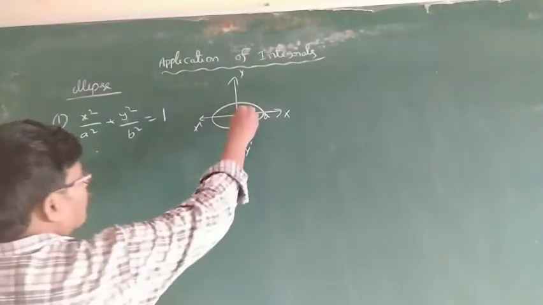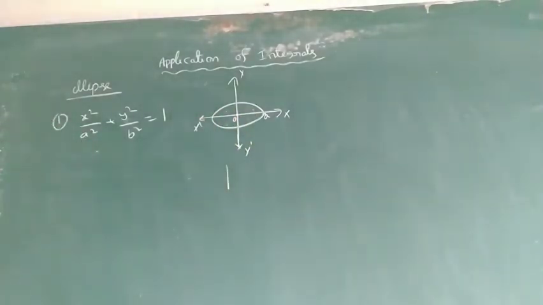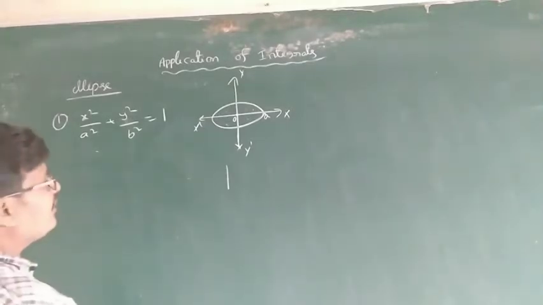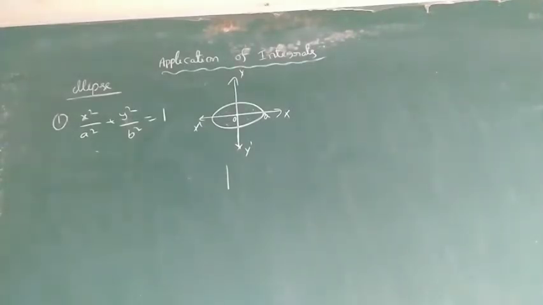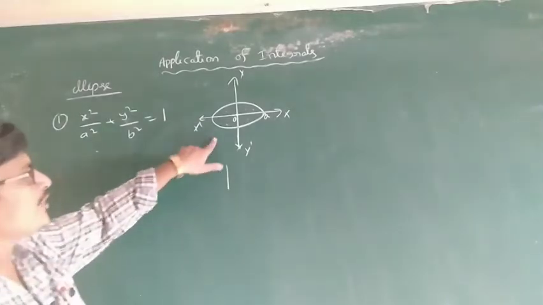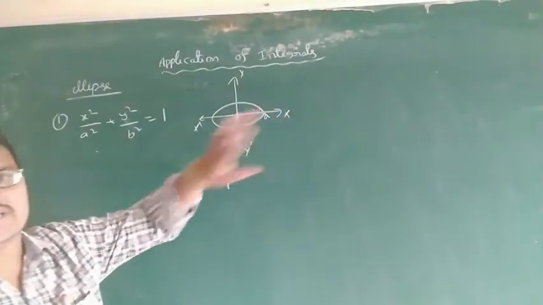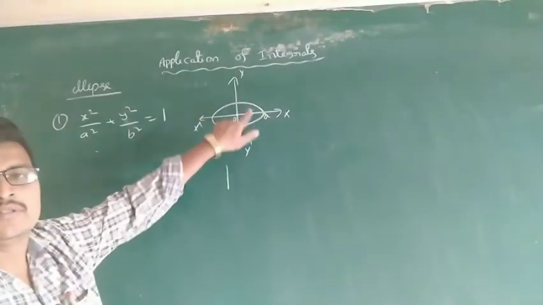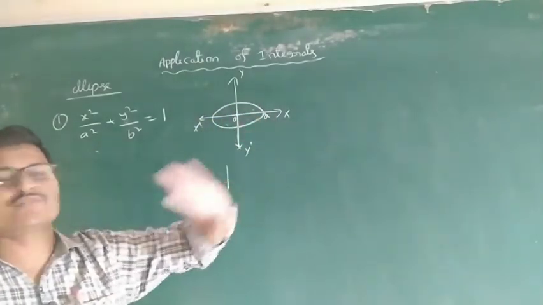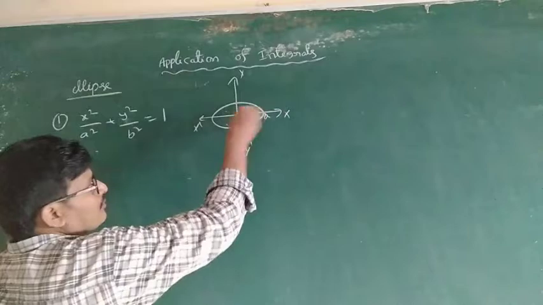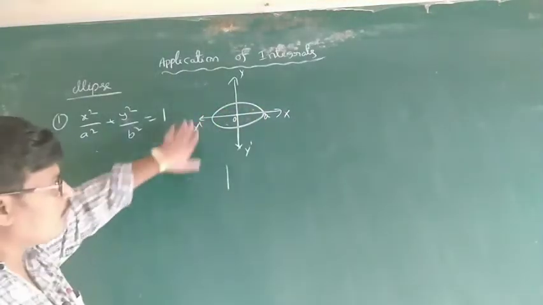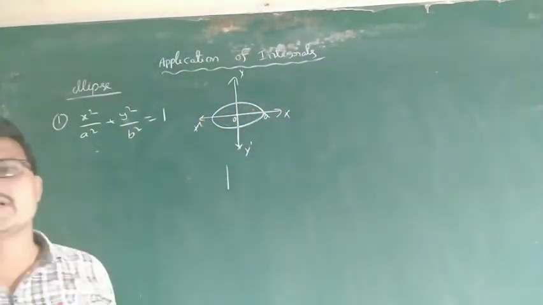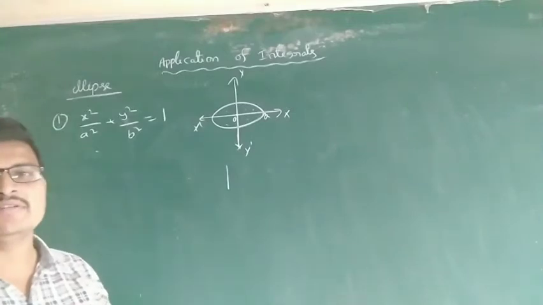So the four parts are symmetrical. So to find the area of the ellipse means 4 into the integral from 0 to a of f(x) dx, as y dx. Only in the first quadrant means the integral from 0 to a of f(x) dx. Only the first quadrant means one part. Total ellipse means 4 into the integral from 0 to a of f(x) dx.